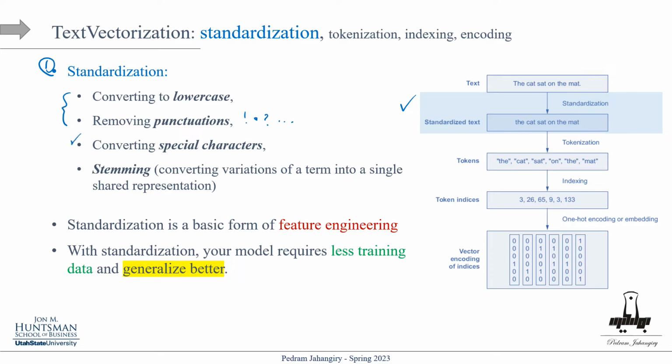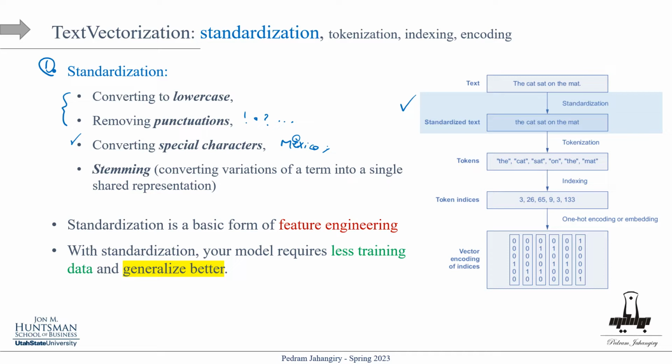Then the next one is converting special characters. For example, in a word like Mexico, there is this accent. You can get rid of this one, or you can get rid of different other special characters and just replace them with simpler ones.